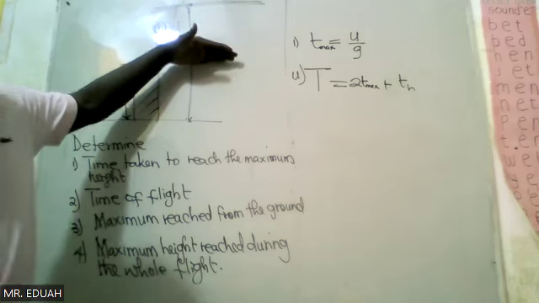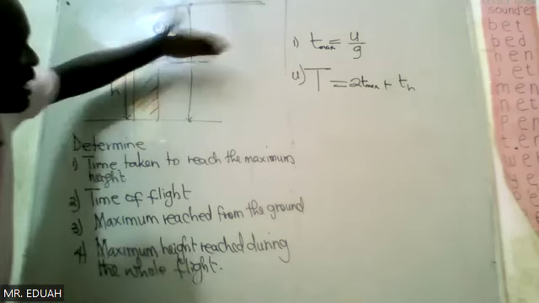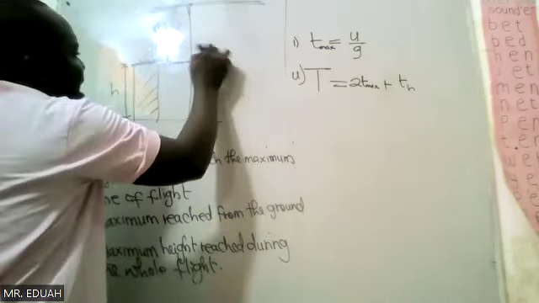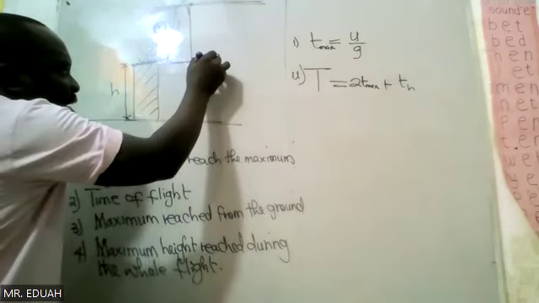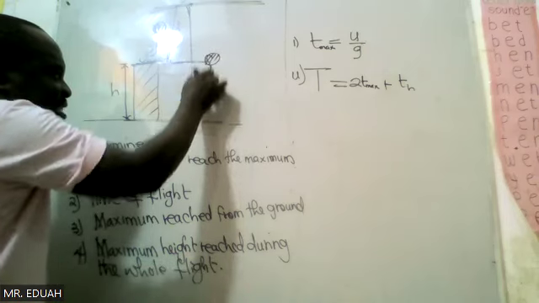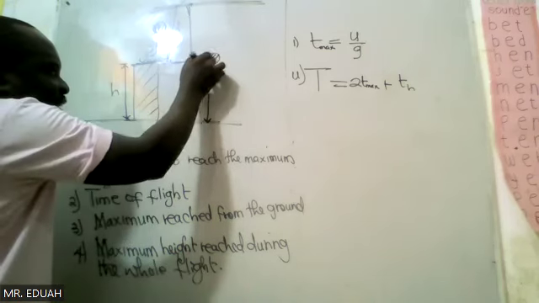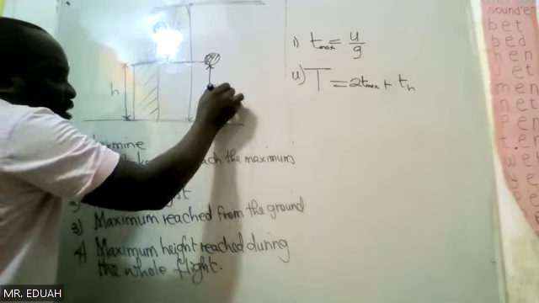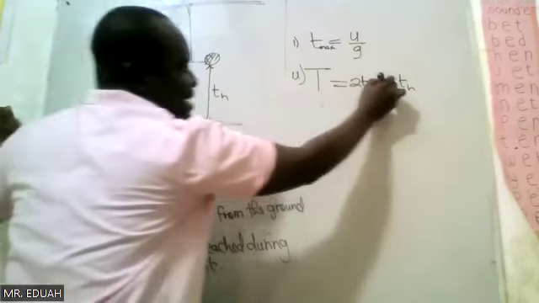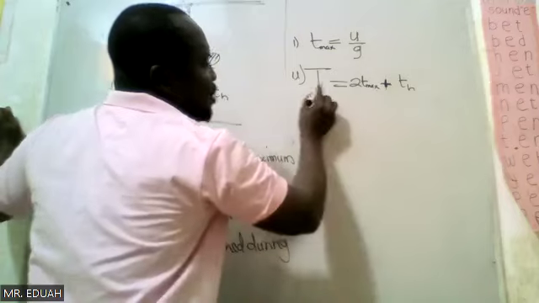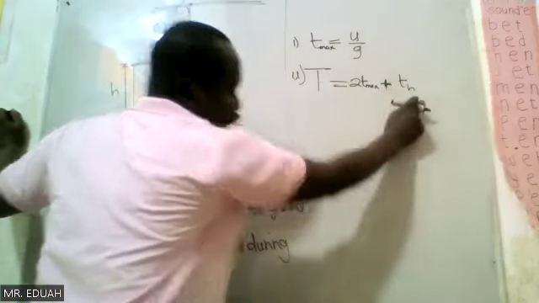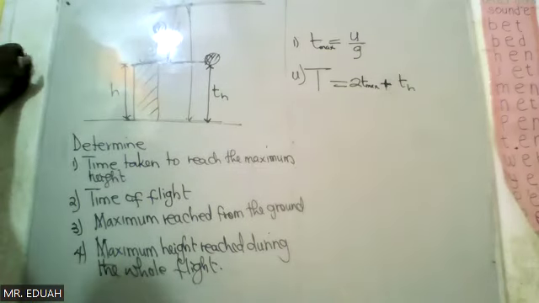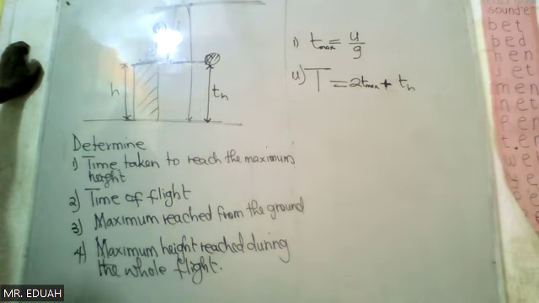Yes, please. When the object moves and then comes to this level, and because it is dropping on the ground, the time taken to cover this height of the tower H must also be added to this. So the time of flight will be 2T max plus TH. Don't worry, we'll solve a question where you understand properly. Are we okay?